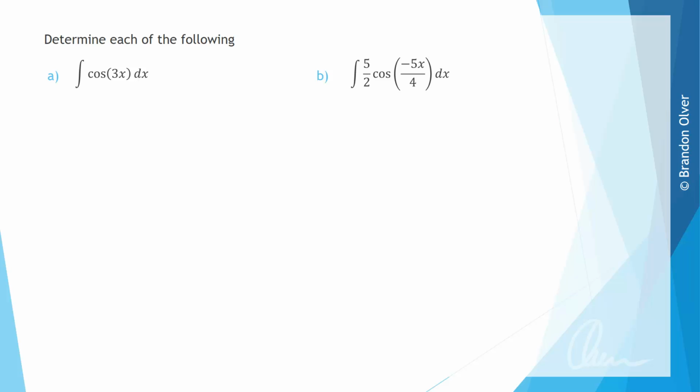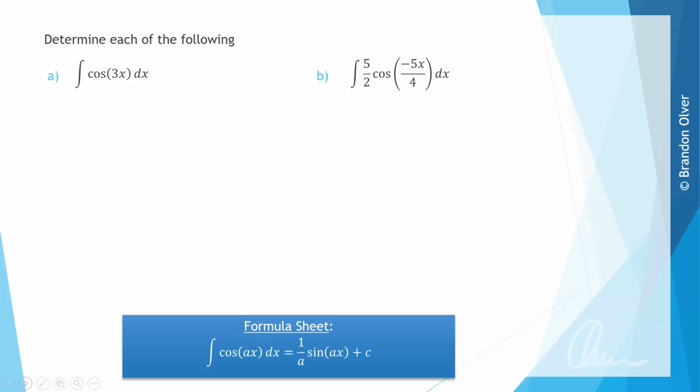Determine each of the following. For part A, we have the integral of cos of 3x with respect to x. Now on our formula sheet, we have that the integral of cos of ax dx is equal to 1 divided by a times sine of ax plus c.